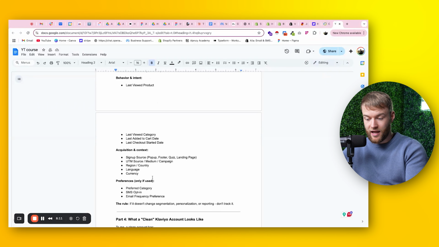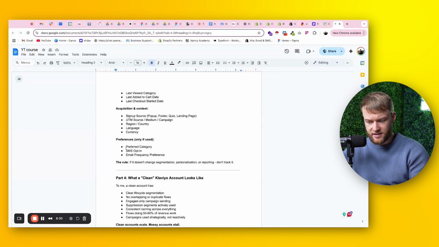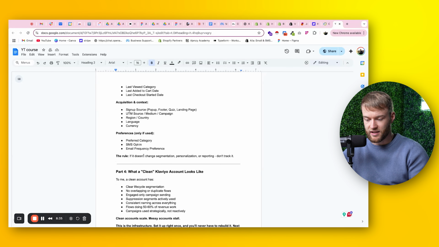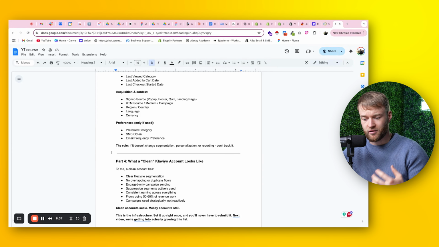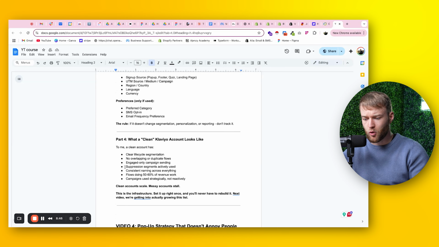All of these behaviors are really important to know. Next, you have your acquisition and context. Okay, so you want to know where they came from. Did they come from your pop-up, the footer, a quiz, a landing page, their UTM source, the region, country, language, currency. All these things are really important when you're sending emails. Then you've got preferences, only if you set them up. So preferred category, SMS opt-in, email frequency preference, etc. The general rule of thumb here is if it doesn't change segmentation, personalization, or reporting, there's no point in tracking it.